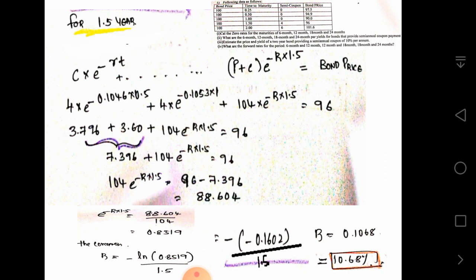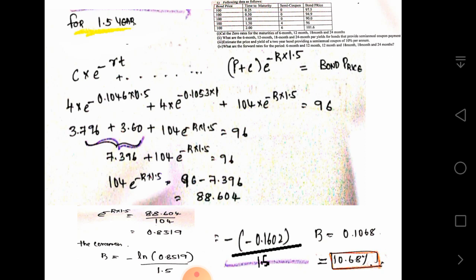Fine. So 4, which is given as a semi coupon, into exponential to the power of minus 0.1046, the zero rate for 6 months, multiplied by 0.5 is the duration. Rather than writing 1 by 2, I am writing 0.5 there, plus next for 1 year. After again 6 months, when I cross 1 year, I will again get the coupon, that is 4 into exponential to the power of minus 0.1053. 0.1053 is the zero rate for 1 year, multiplied by 1.